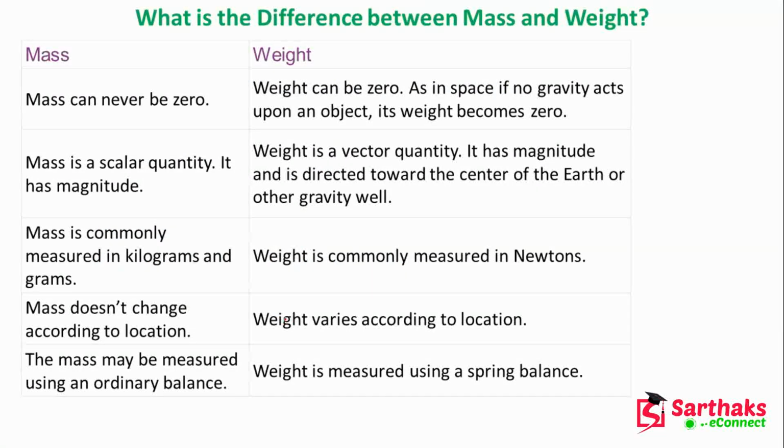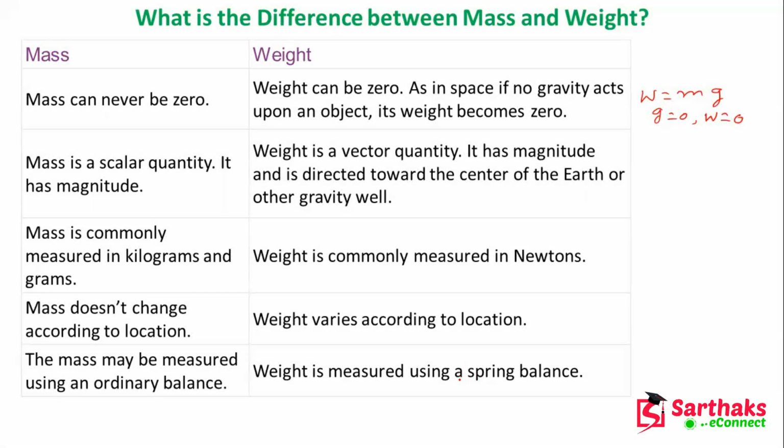So here the difference between mass and weight has been described. Mass can never be zero. Weight can be zero. In space, if no gravity is there, what is the weight? M into g. If g equals 0, then weight equals 0, right? So in space, if no gravity acts upon the object, the weight may be 0. But mass is not dependent on any acceleration, any g, so it cannot be 0.